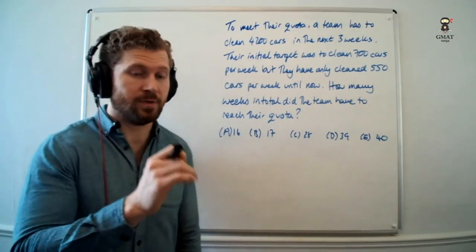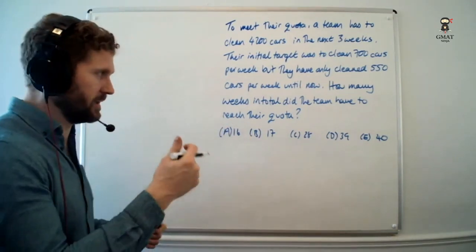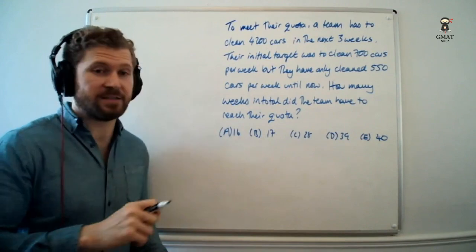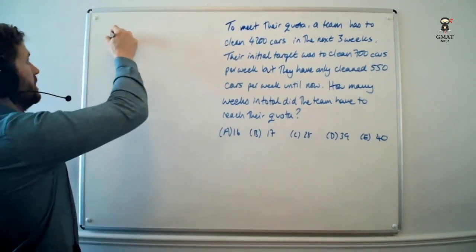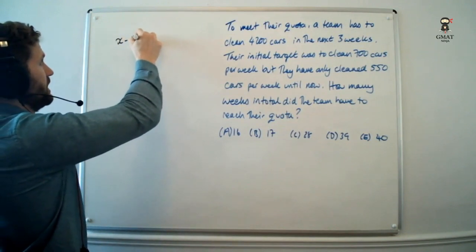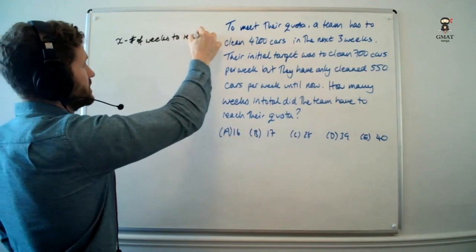And we want to know, and this is the important bit, how many weeks in total did the team have to reach their quota? So I'm going to try and minimize the number of variables I use. I want to use one here. I have one unknown. I'll call it X, and that's the number of weeks the team had to reach the quota.